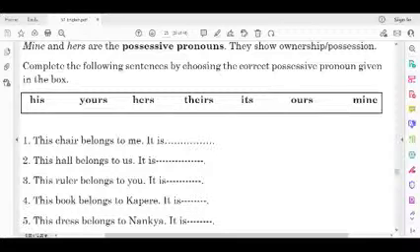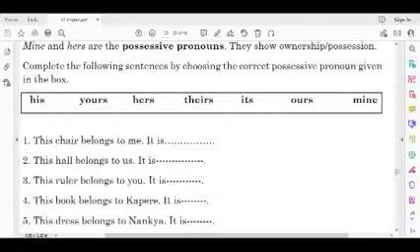Then we have Fatina Yahya saying that number 5 is hers. Let us first go to number 5 and see what it reads. It is saying this dress belongs to Nansha, and someone says that it is hers. Beautiful. That is so nice. And then we have Nakabira Rashida again saying that his, that is number 4. This book belongs to Kapere. So it is his. Beautiful. Thanks so much, Nakabira, for being active.